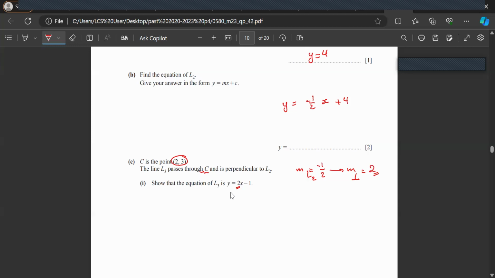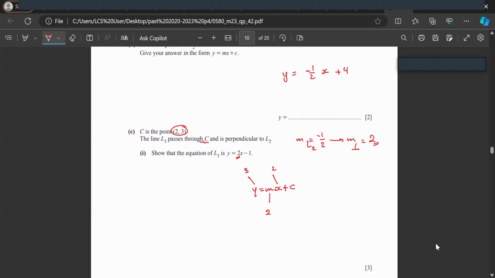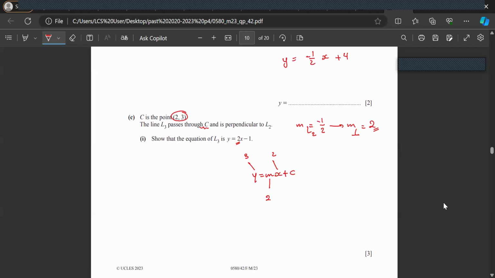Okay, so I'm going to do the same, y equals mx plus c, and use m as 2, and use y as 3 and x as 2 from this point, then continue to get c, and follow the steps, okay?